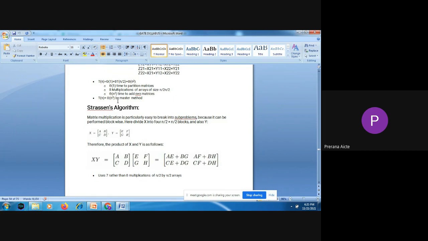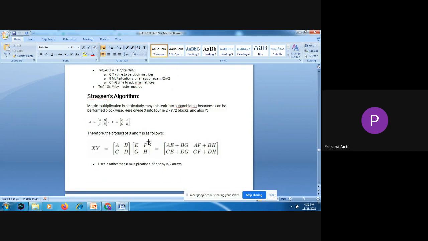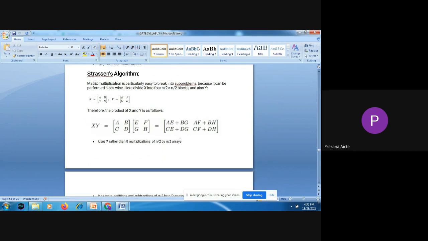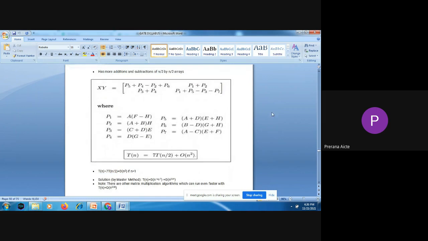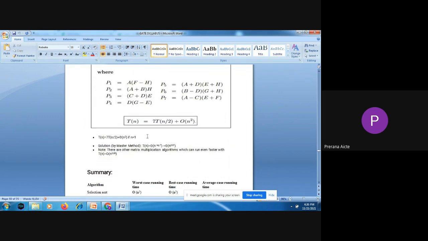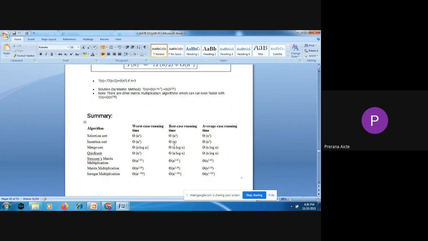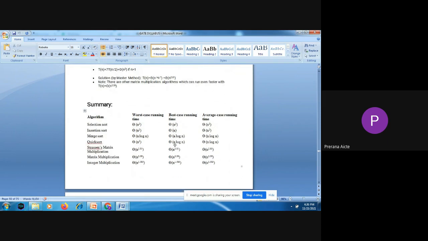So if you solve this equation using master method, you are going to have n cube. But if we follow Strassen's method, we are going to have only 7 multiplications. So 7 into t of n by 2 plus n square. So when you solve this, you are going to have order of n power log 7 base 2. And log 7 base 2 value is 2.81. So it is going to be n power 2.81. So like that we are going to calculate the time complexity.